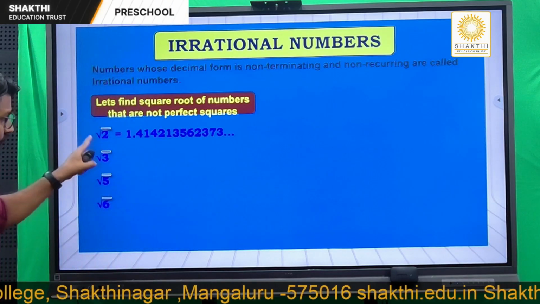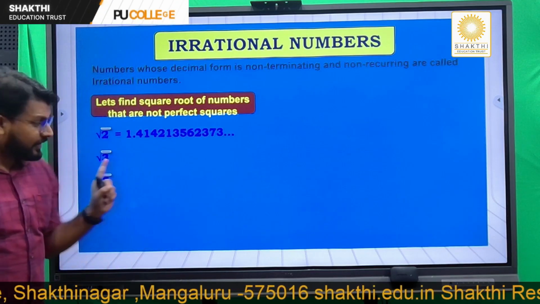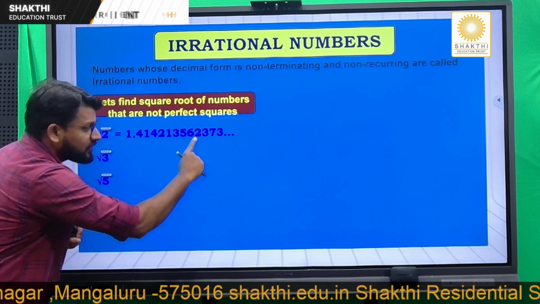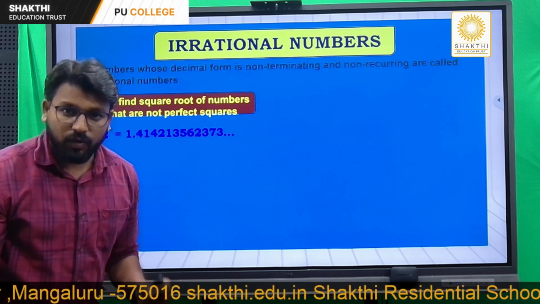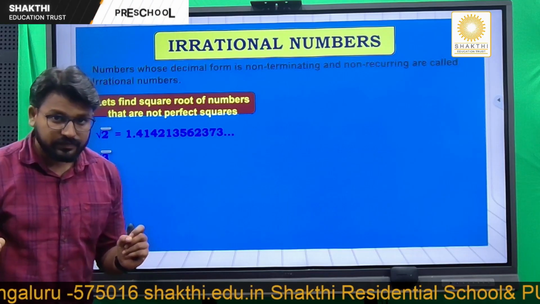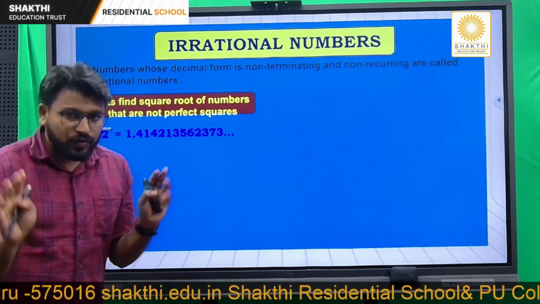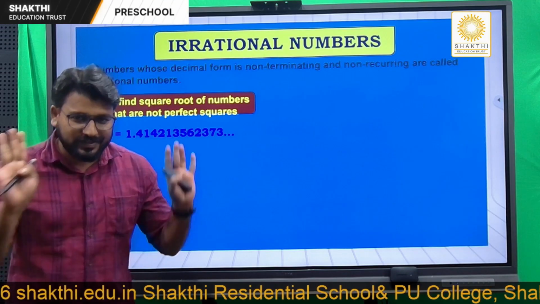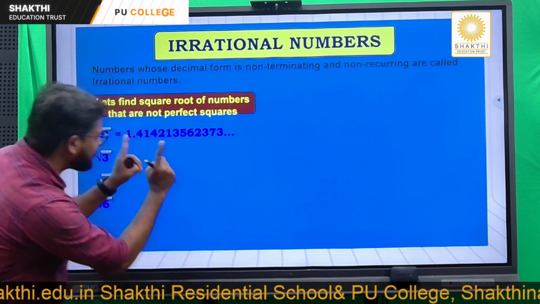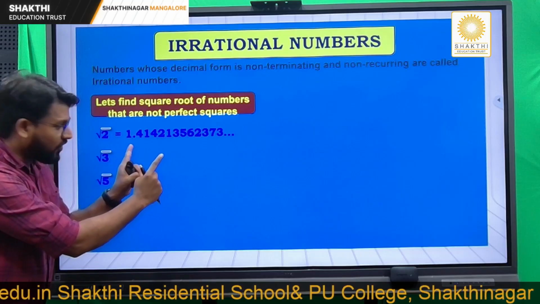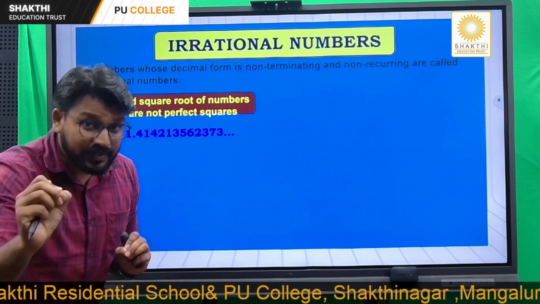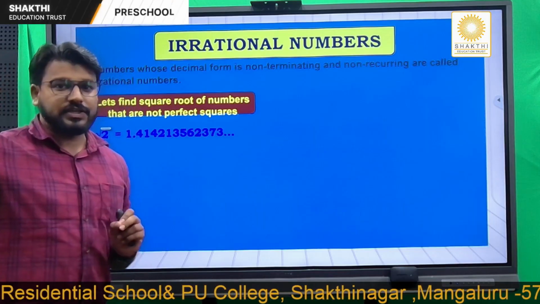Okay, so the root 2 ka exact value hota hai as 1.414213562373. Oh my god, that's a big number. Yes or no? Right now don't ask me how we got that. Let's not talk about it. You just observe the expansion, observe the decimal form. You just tell me, is it rational or irrational?